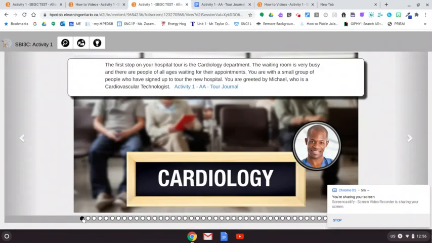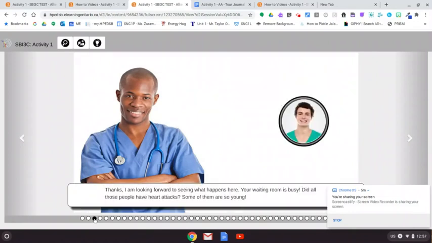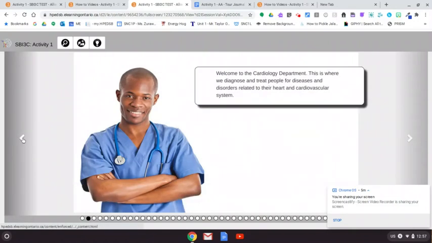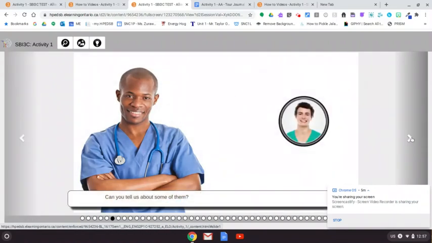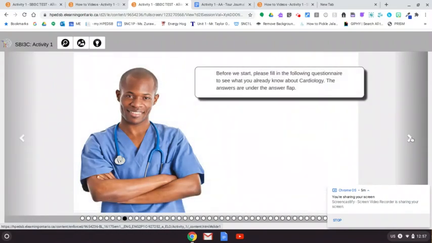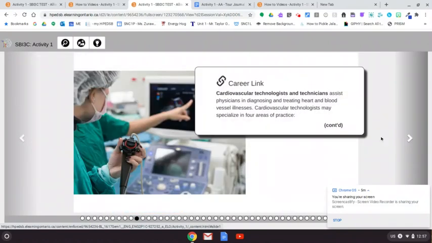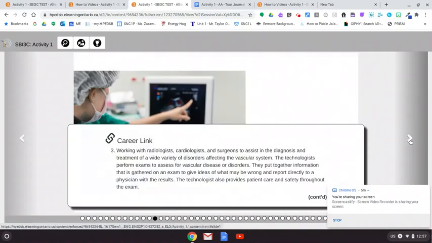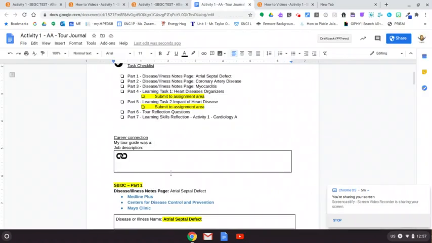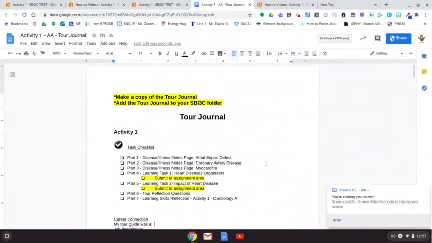So if we go back, what have we got? Our tour guide is going to be Michael. And what's his job? He's a cardiovascular technologist. As you go a little bit more specific through the content, here you go. There's your career link. So you're going to find out a little bit more about what that job is and what they do. That part goes in here as part of the tour journal.